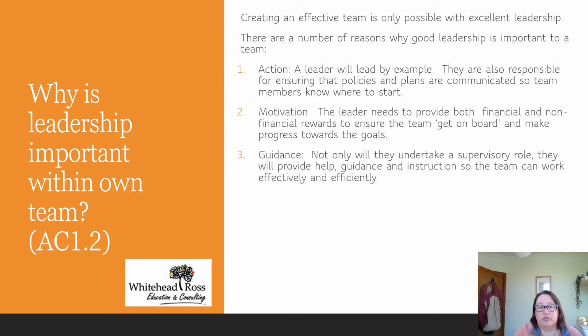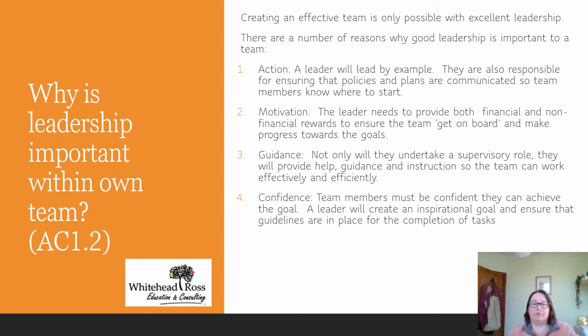Good leadership is also important so that the team has guidance. Okay, yes, a team leader may well take a supervisory role, but over and above that, they're going to provide help and guidance and instruction. If you don't have that, the team again won't really know which direction it's heading in, and it certainly won't work as an effective, cohesive team. You'll have people pulling in all different directions. So the guidance of the team leader is important to make sure that the team reaches its goals.